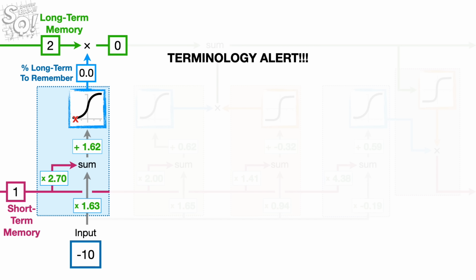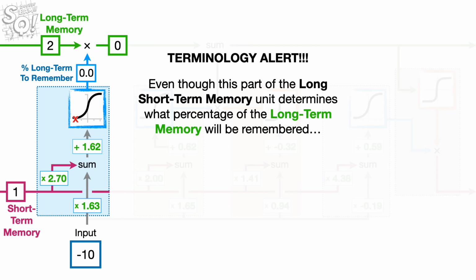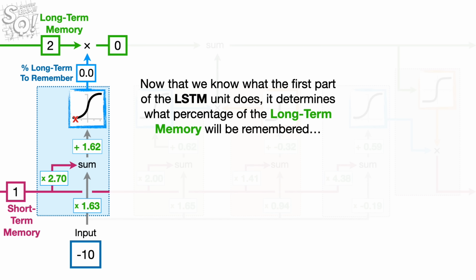Bam! Oh no, it's the dreaded terminology alert. Even though this part of the long short-term memory unit determines what percentage of the long-term memory will be remembered, it is usually called the forget gate. Small bam.